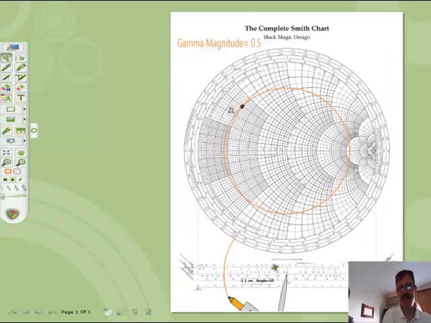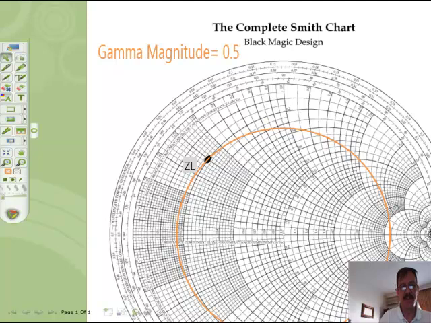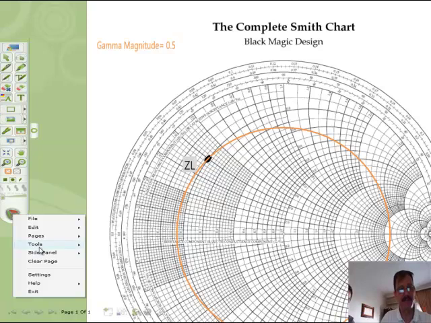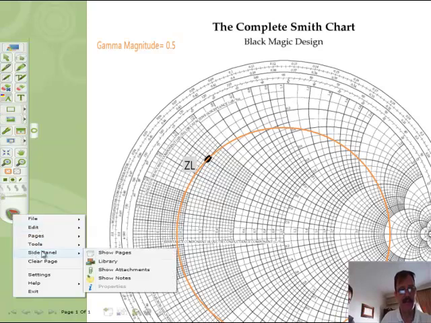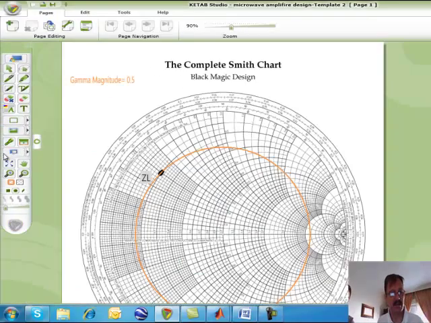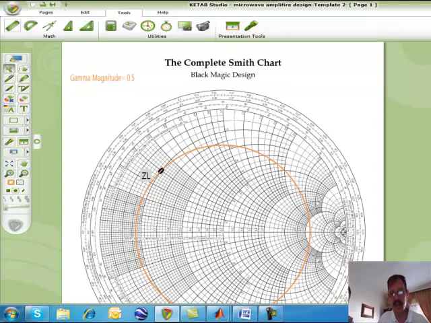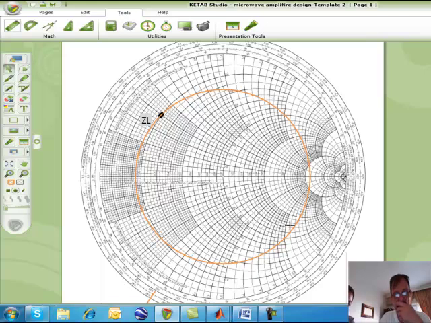Now we need to find the angle of gamma. So we need to go to the tools, we bring the ruler, and we put one point in the origin, and another point passes through it.